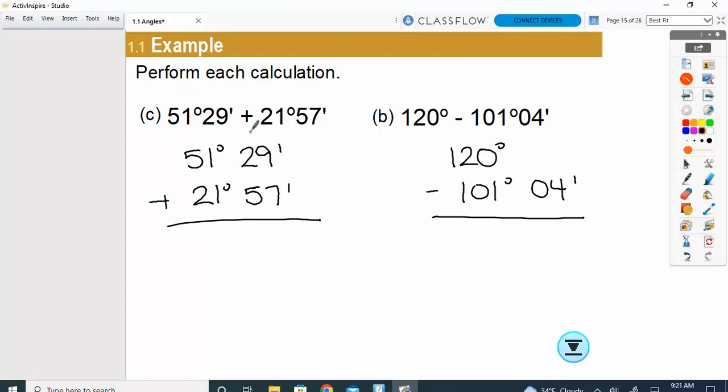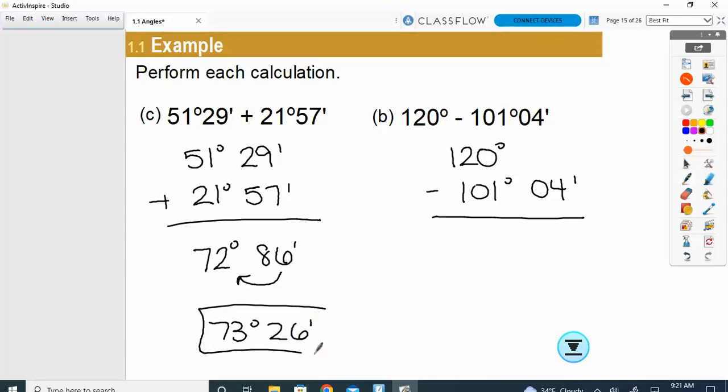Okay, so the first one, if we add our minutes and then add our degrees, you get 72 degrees, 86 minutes. But we gotta convert that. Right, so we get 73. The second one, we don't have any minutes up here, so this is like 120 degrees, 0 minutes. So we have 119 degrees and 60 minutes.